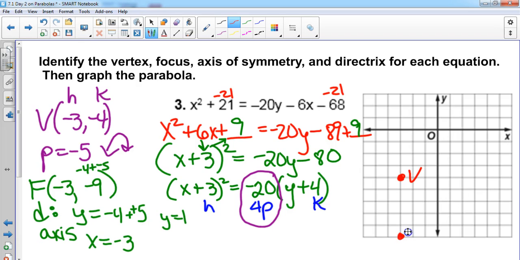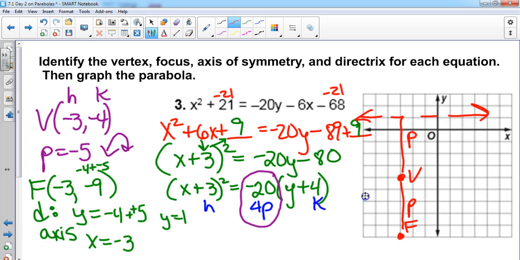Did I do something wrong? Okay. Focus, directrix is up 5. P is the distance. Gannon? P is the distance from the vertex to the focus or from the vertex to the directrix. Okay, that's what P tells you. That's all it tells you.